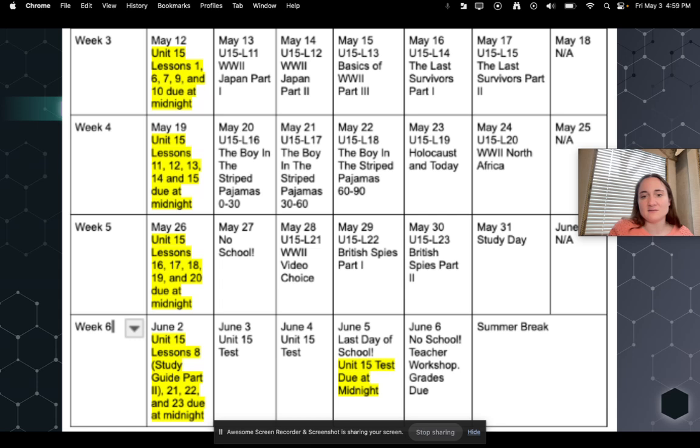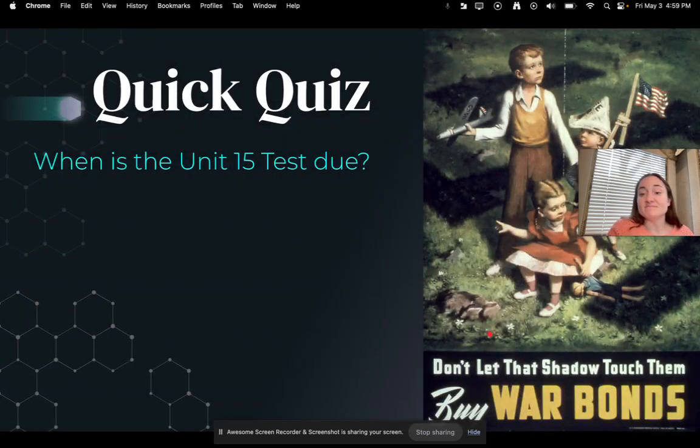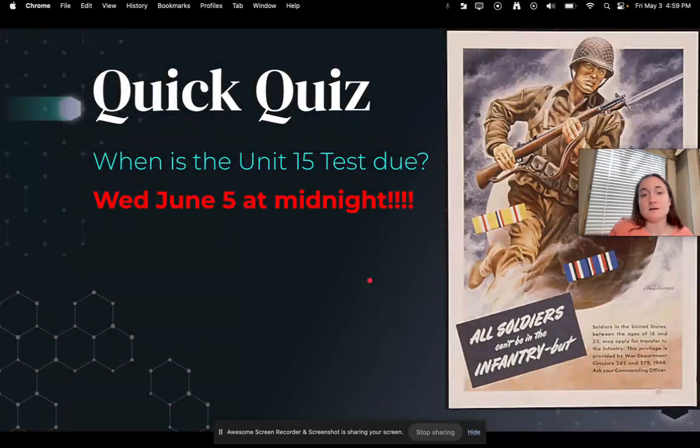So again, here's what our calendar is looking like. The 3rd, 4th, and 5th are all test days, okay? All right, quick quiz. When is the Unit 15 test due? It is due Wednesday, June 5th at midnight.